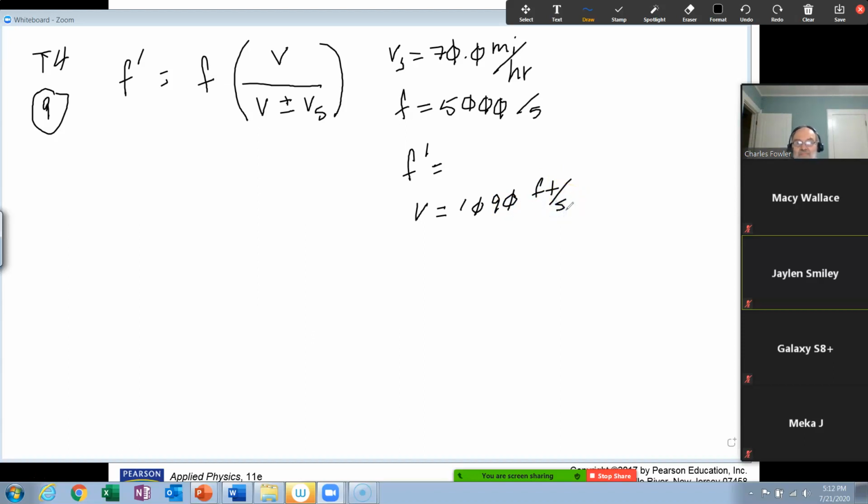Now, we have a little problem here because the velocity of the source is given in miles per hour. Velocity of the sound is given in feet per second. Frequency is in per second. So it looks to me like we're going to have to do a conversion here. I think I'm going to have to come down to a line down here and do it. So let's start with 70.0 miles per hour. We're going to multiply that by a blank over blank, multiply that by another blank over blank, and we may multiply that by yet another blank over blank. What we're trying to get to is a blank feet per second.